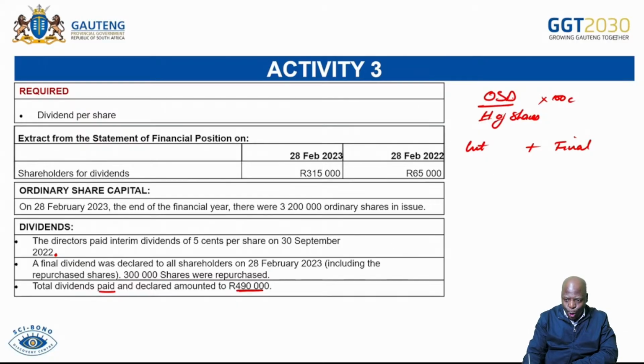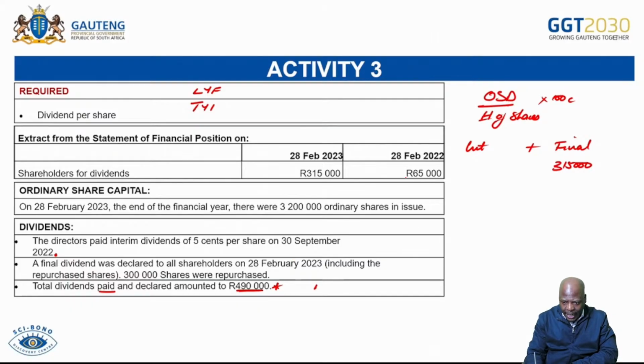So that is your ordinary share dividends. Remember, your final dividends is 315,000, and your interim dividends, you would simply say 315. Remember, you have to come back to total dividends, not to 490. 490 is what was paid. So the paid is last year's final and this year's interim. That is the paid: last year's final and this year's interim.